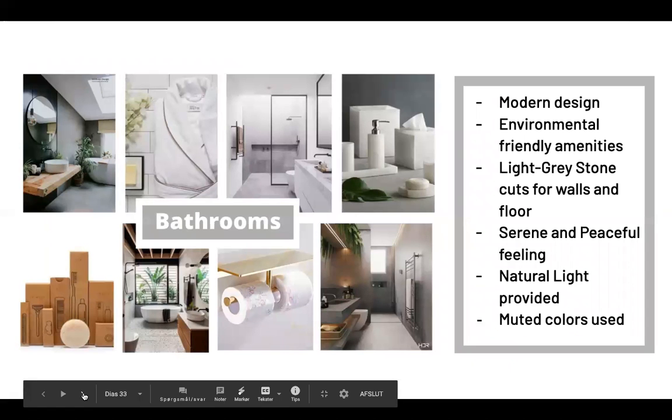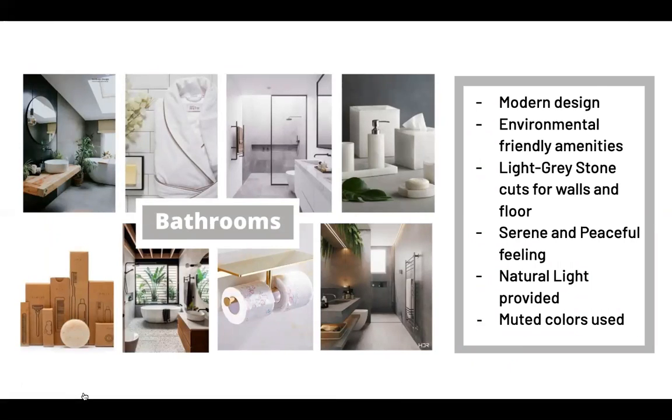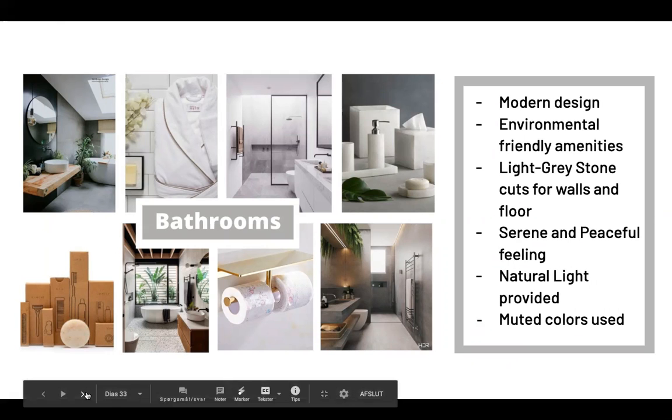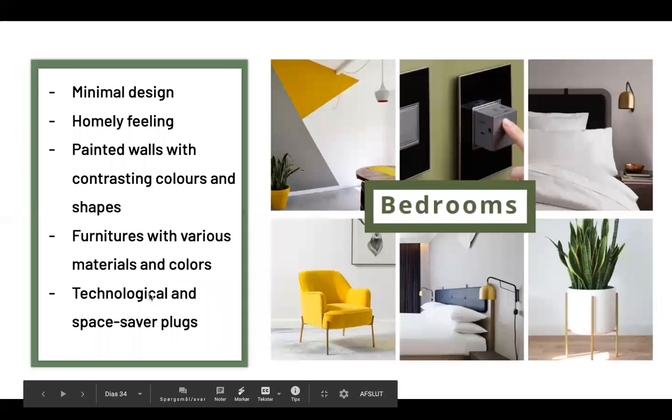So next, we wanted our bathrooms to have a modern design. We thought about having environmentally friendly amenities. Then we wanted to have light gray stone cuts for walls and floor. This will give us a serene and peaceful feeling as well as an industrial modern look. So natural light is provided and muted colors are used. We also wanted windows in order to provide natural light coming in the door inside the room.